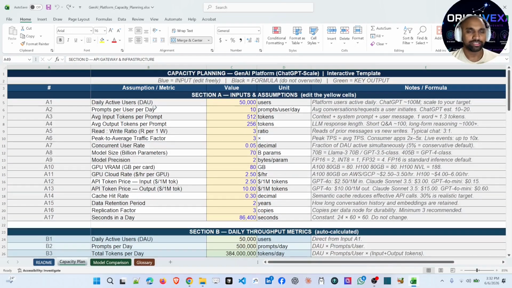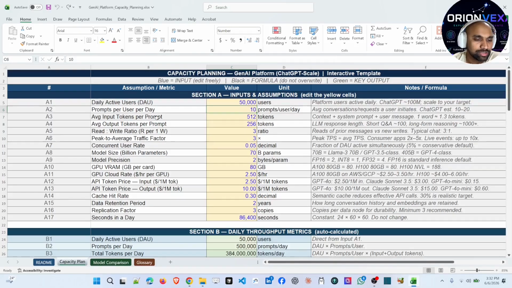The first thing is assumptions. What are the assumptions we are going to take for doing the capacity planning? First is daily average usage, or DAU. We are considering around 50K as the daily average usage. Next, prompts per user per day. We are expecting each user to do 10 prompts per day on average.